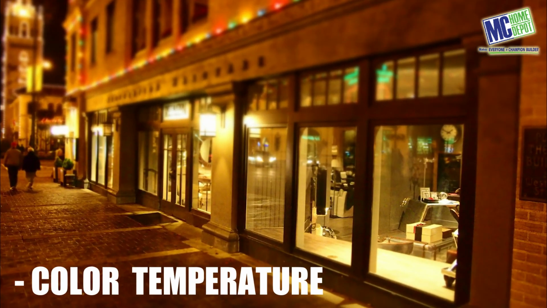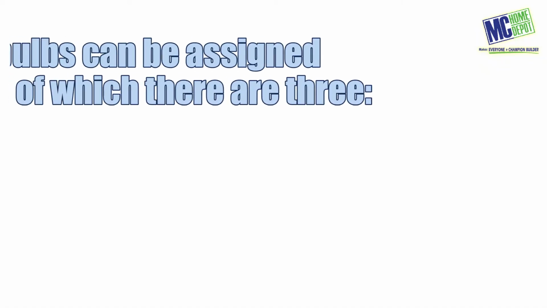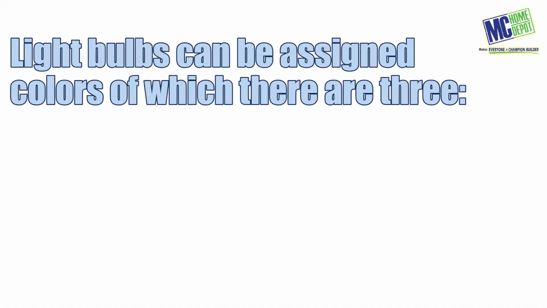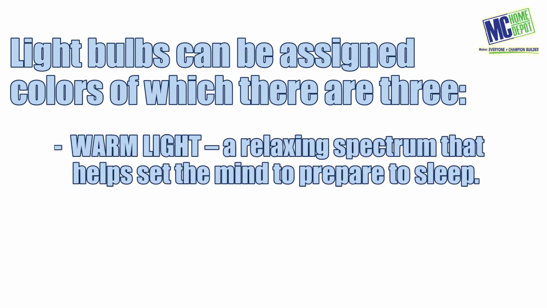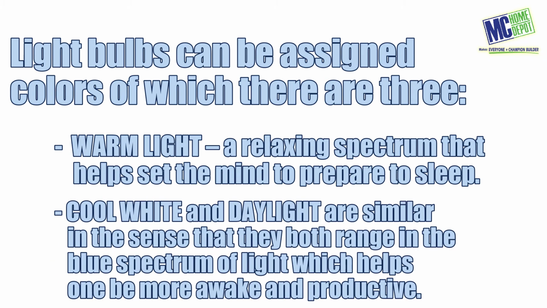Color temperature. Light bulbs come in a range of colors, of which there are 3. Warm light, a relaxing spectrum that helps set the mind to prepare to sleep. Cool white and daylight are similar in the sense that they are both ranged in the blue spectrum of light, which helps one become more awake and productive.